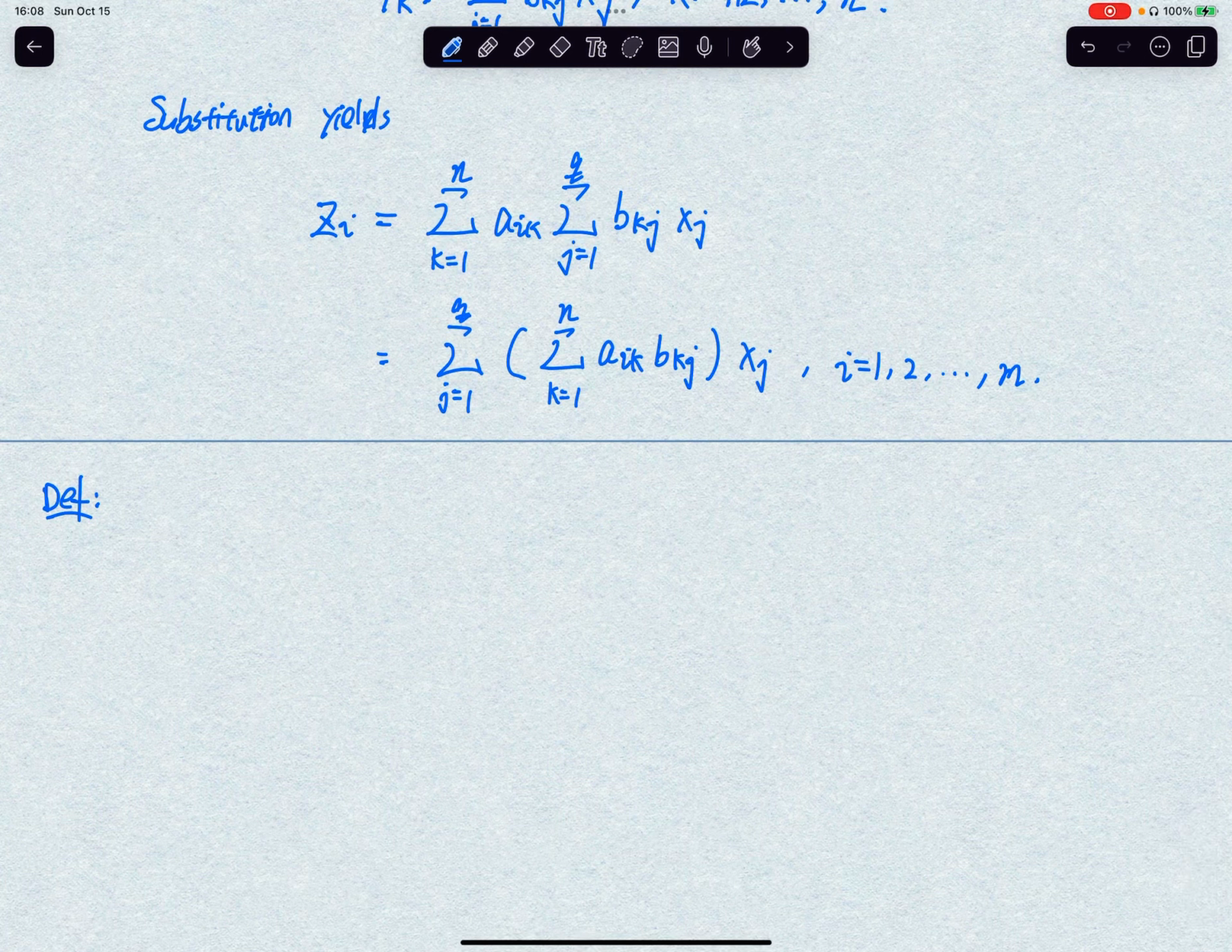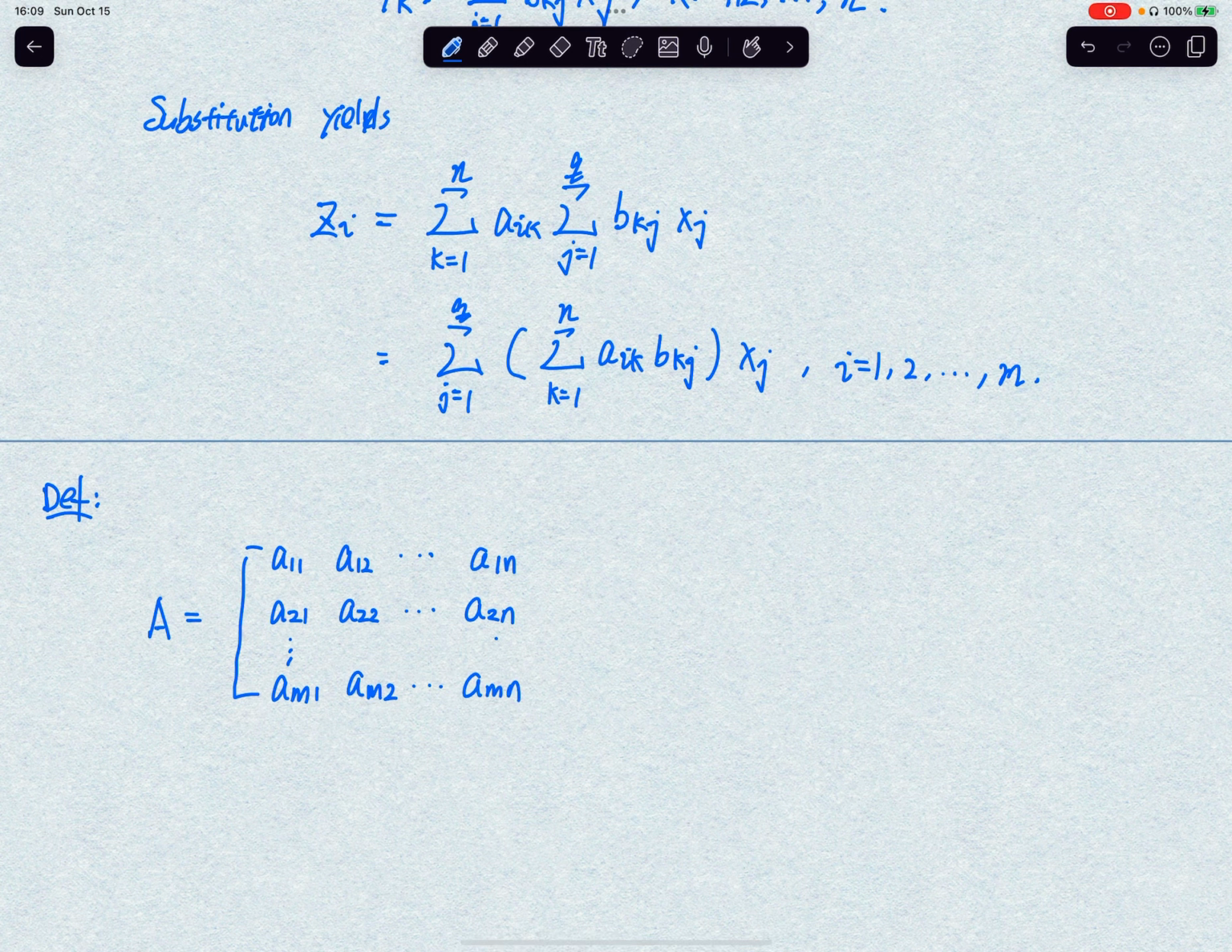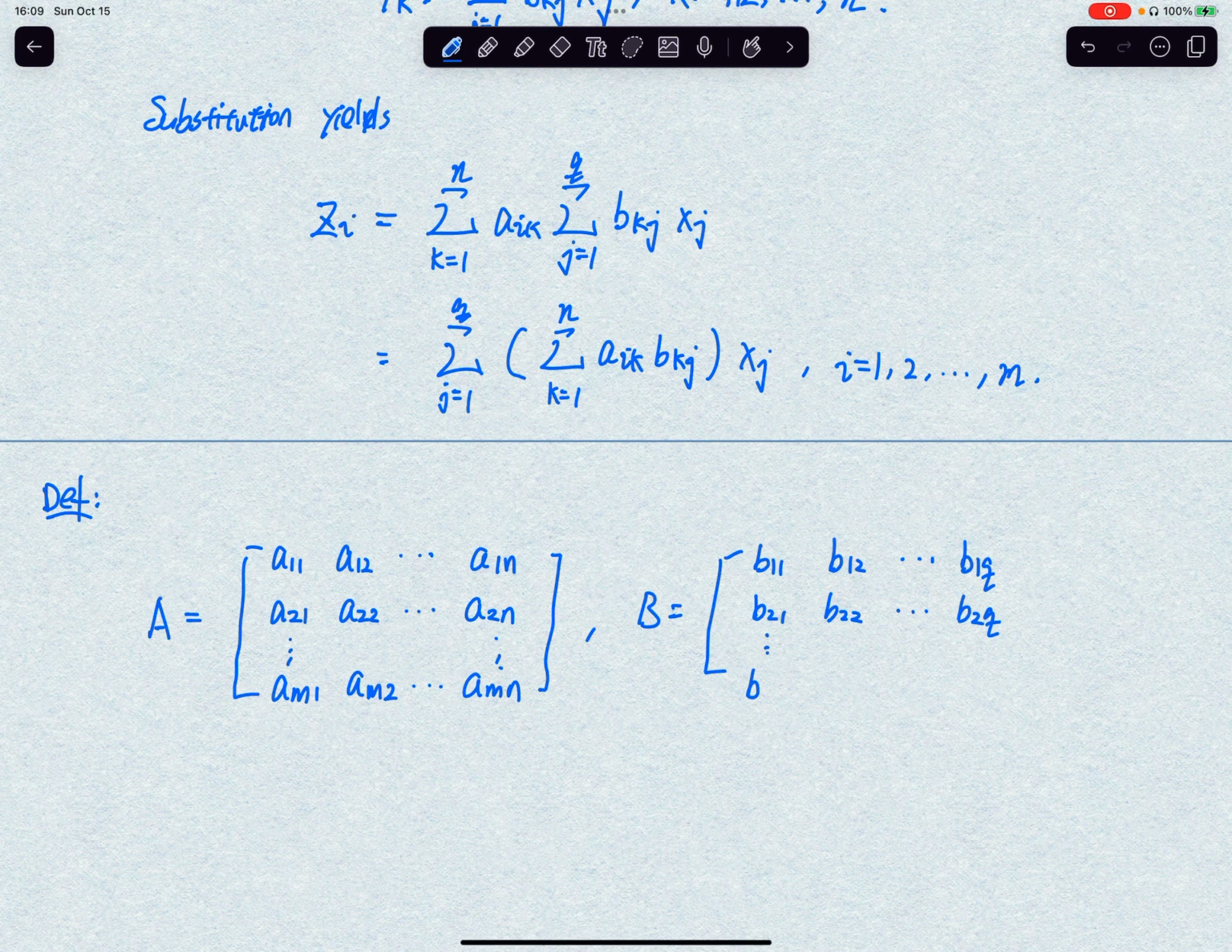So the product of two rectangular matrices, namely, if we denote A by A11, A12 up to A1n, A21, A22 up to A2n, all the way down to Am1, Am2 up to Amn, while B is expressed by B11, B12 up to B1q, B21, B22 up to B2q, all the way down to Bn1, Bn2 up to Bnq.